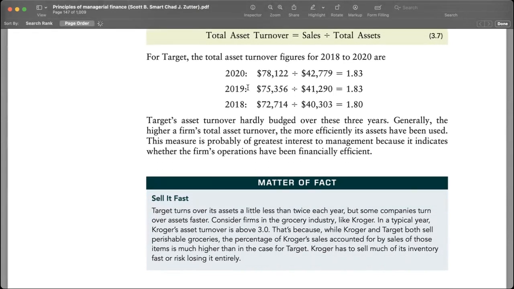So in this case, for Target Corporation, the sales is 78,122 divided by 42,779. Okay, so it indicates from every dollar of asset, how many dollars of sales are generated. For Target Corporation in 2020, from every $1 of asset, they have generated $1.83 of sales. Now, should it be higher or lower? The more sales you generate, the better. Very simple. Okay, it should be as high as possible.